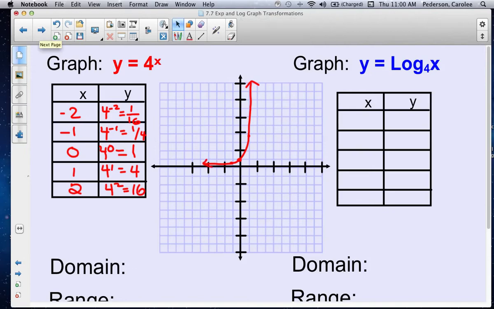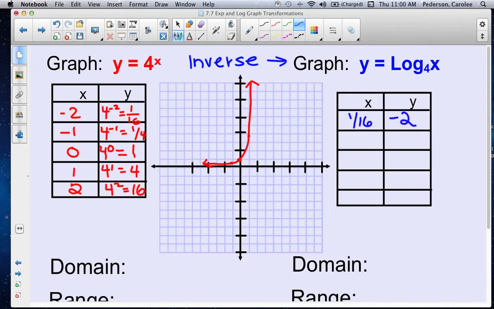Then our logarithm, if you remember, is the inverse of our exponential. So what we do is we flip-flop the ordered pairs in the red. So now we have 1/16, -2, 1/4, -1, 1, 0, 4, 1, 16, 2. And again, let's just pick these 3 ordered pairs to graph. So over 1/4, down 1. Over 1, up 0. Right 4, up 1. And then here's the shape of that graph.